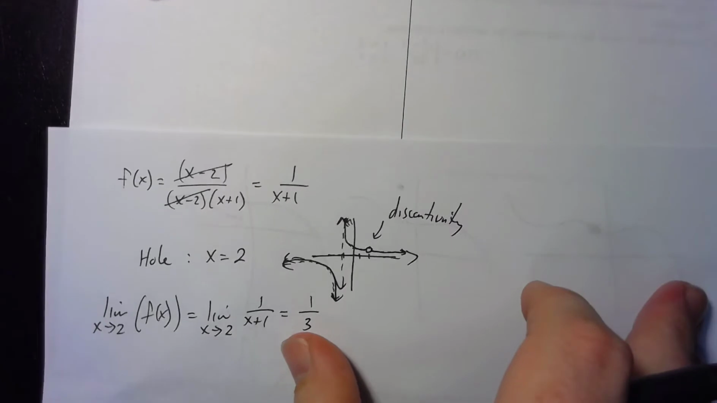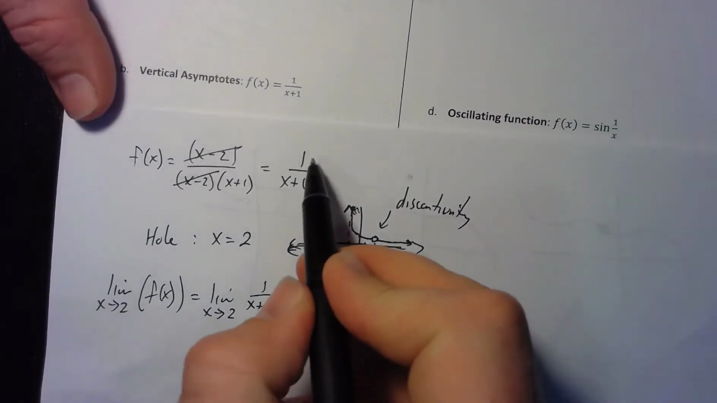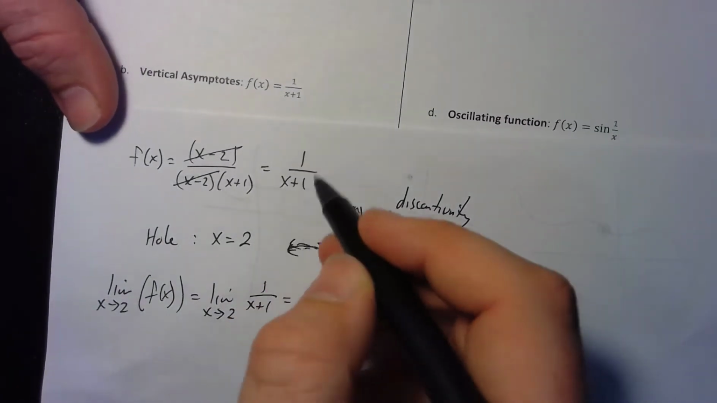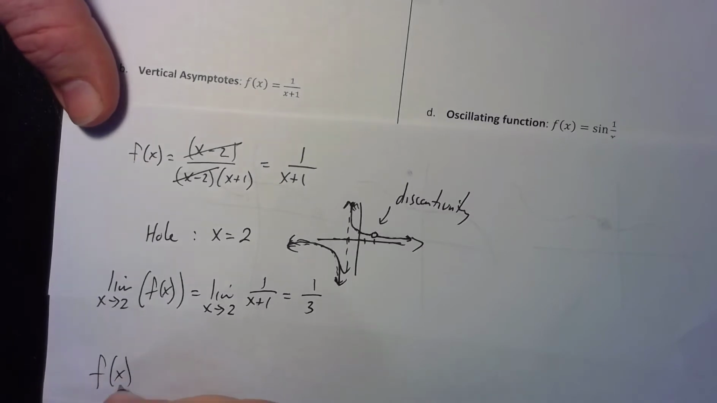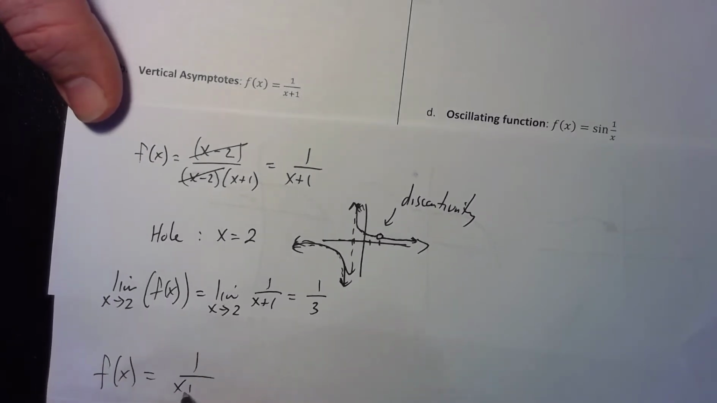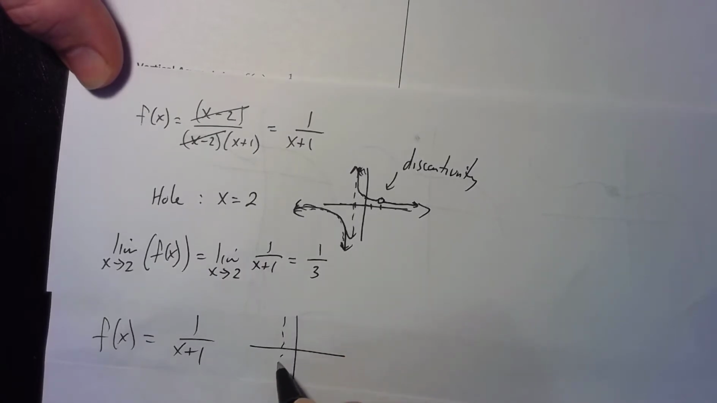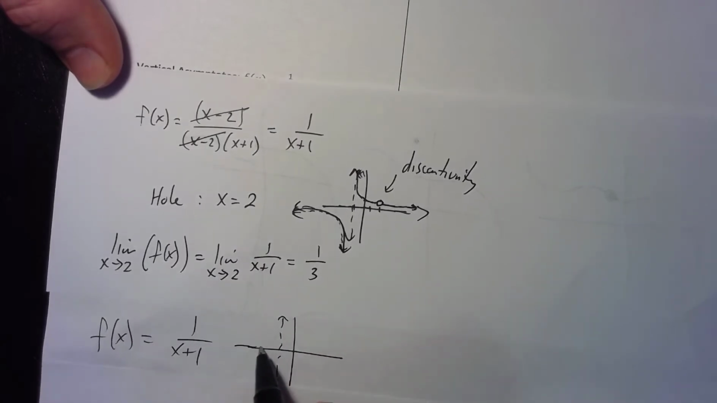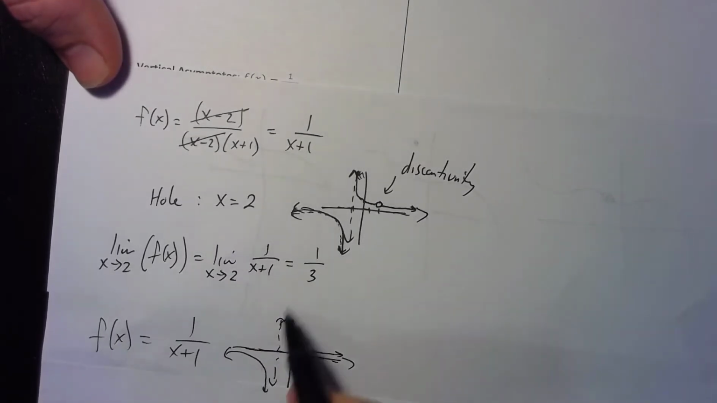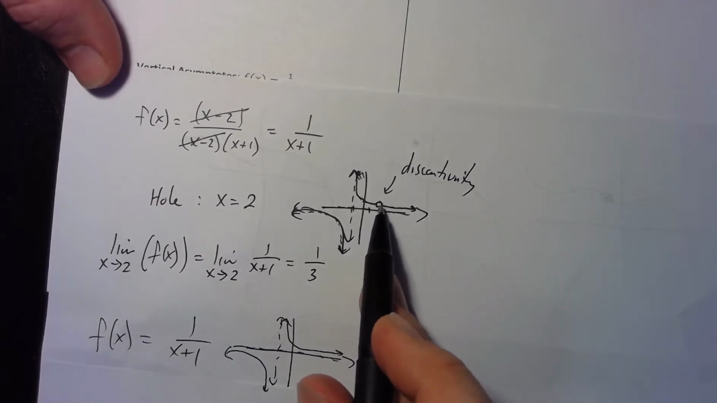In the next function right here, which you'll notice is the same one, this function all on its own, unchanged, 1 over x plus 1, simply has a vertical asymptote. So there's no more hole in this function because they are two different functions, and this one comes down like this and over like this. It looks quite similar to that one. The only difference is that hole right there.